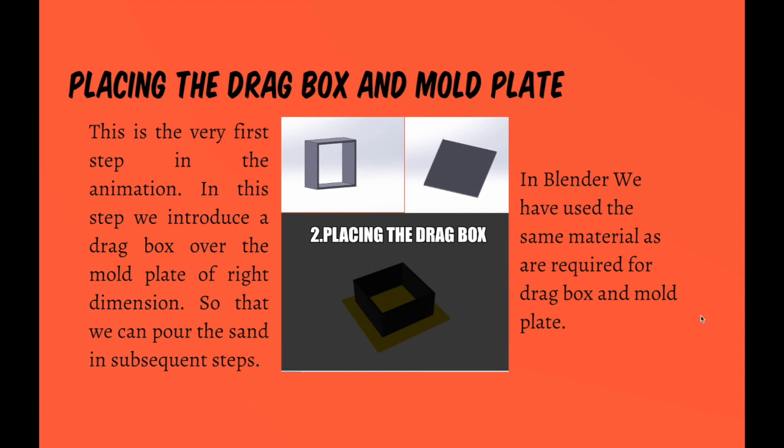Placing the drag box and the mold plate. This is the very first step in the animation. In this step, we introduce a drag box over the mold plate of right dimension so that we can pour the sand in the subsequent steps. As you can see in the photos, we have 2 SolidWorks files and 1 Blender file. In Blender, we have used the same materials as are required for the drag box and the mold plate.